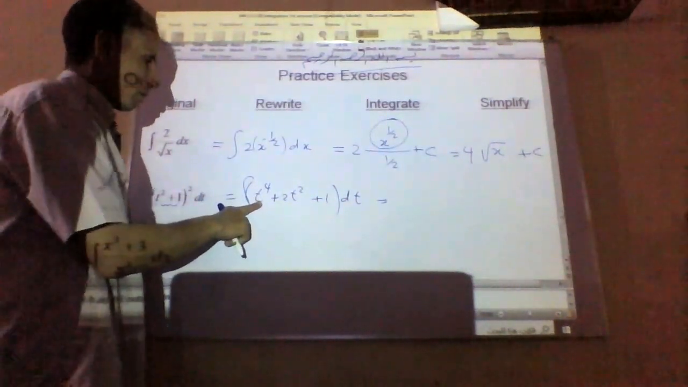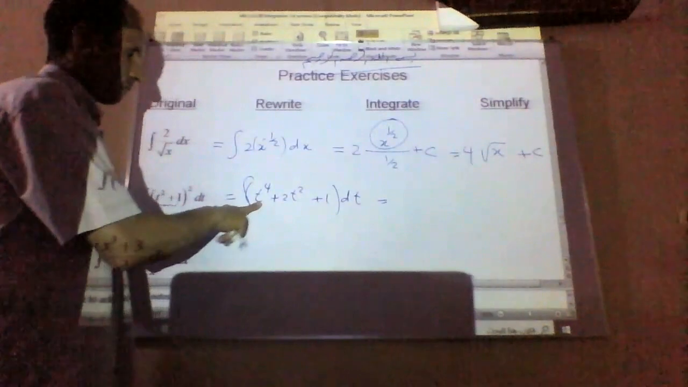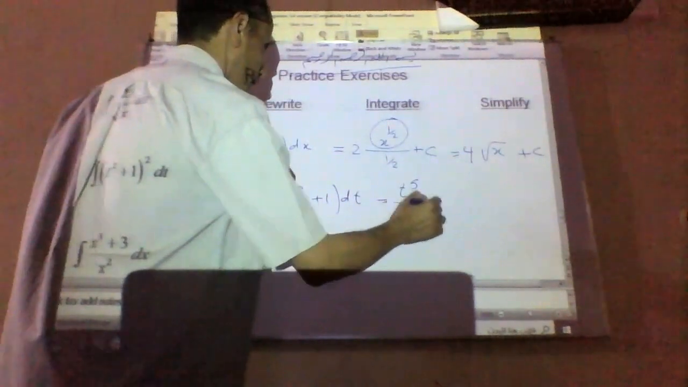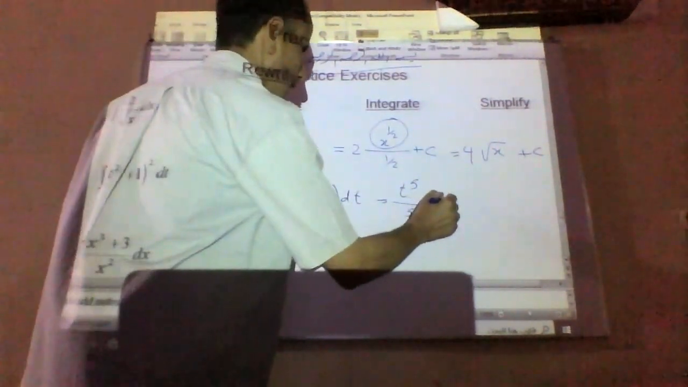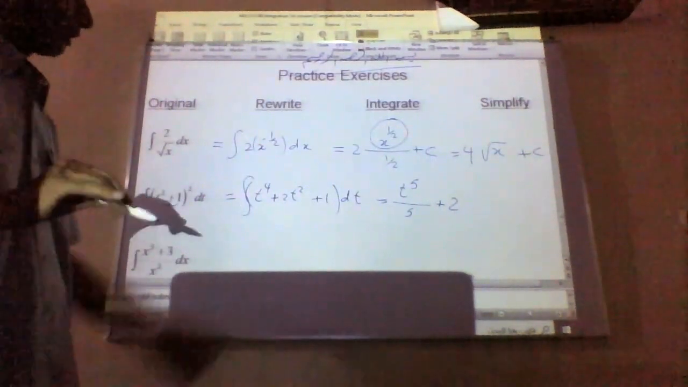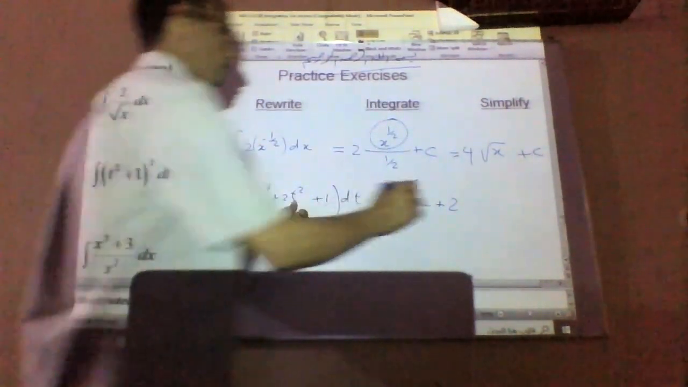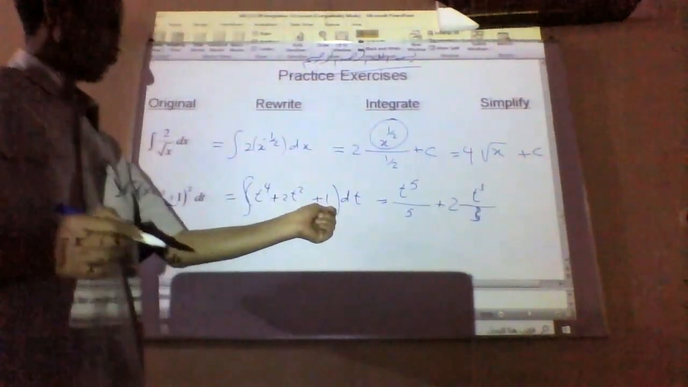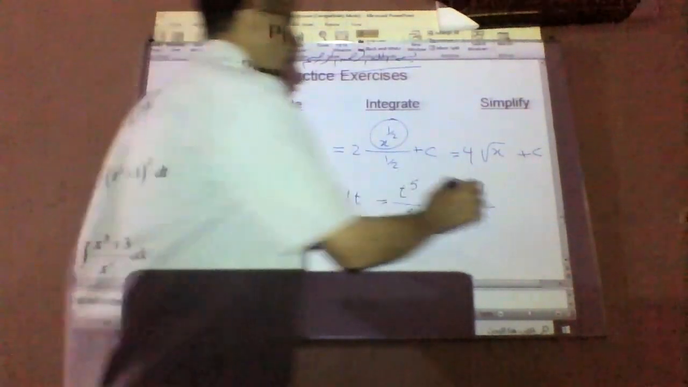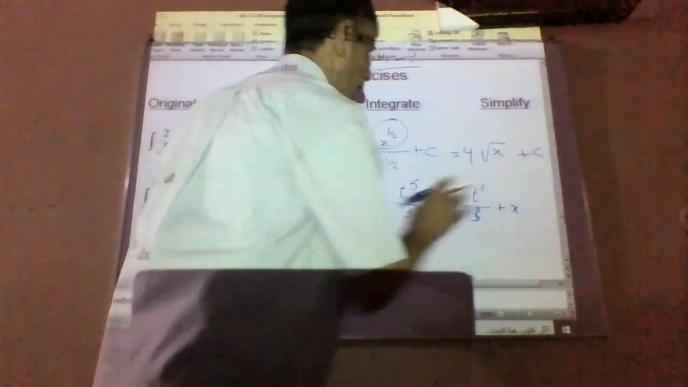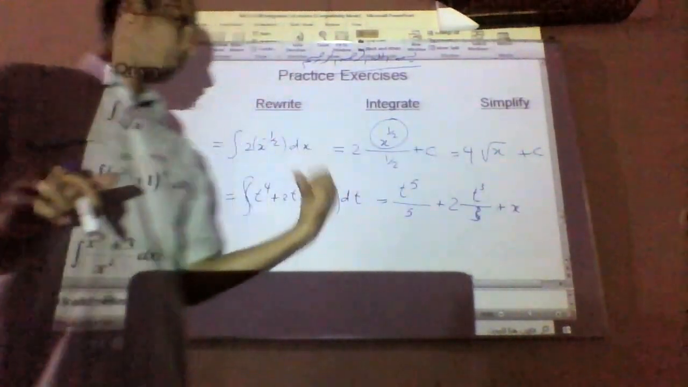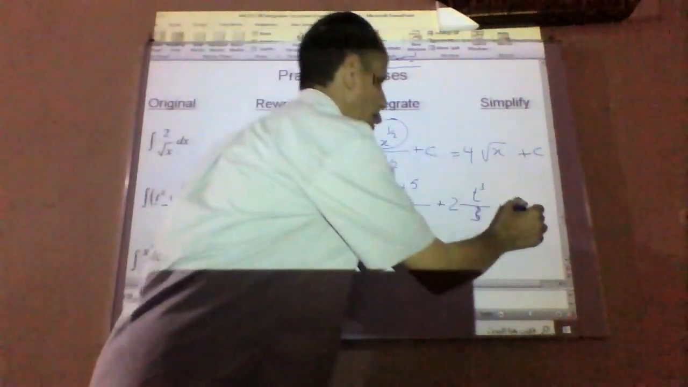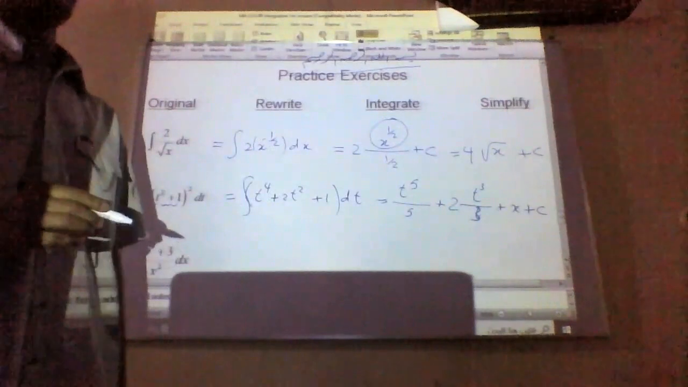Now we can integrate t power 4 to be t power 5 over 5, plus we have a constant 2, write it as it is, and integrate t power 2 to be t power 3 over 3. The integration of 1 is x itself, because the first derivative of x is 1. So the integration of 1 will be x, and writing the constant c at last.